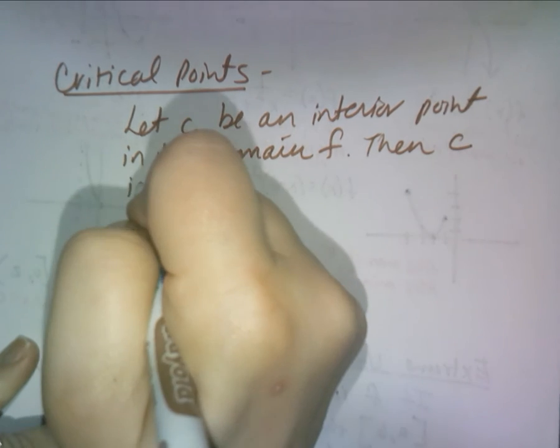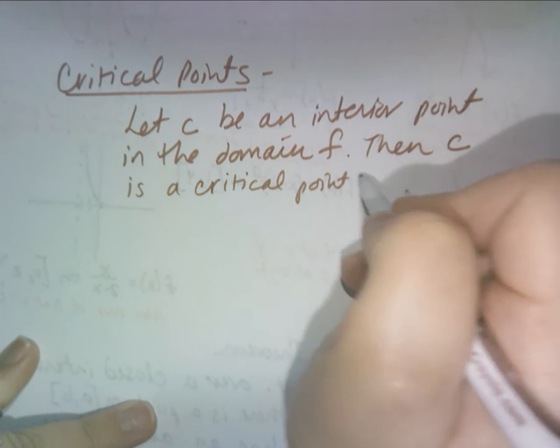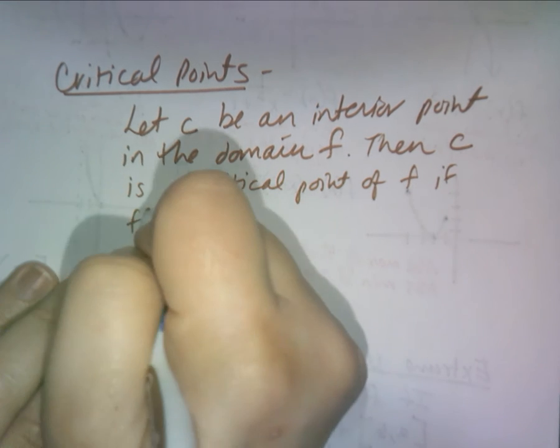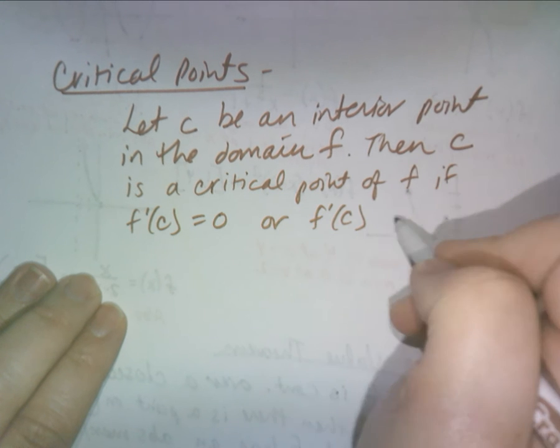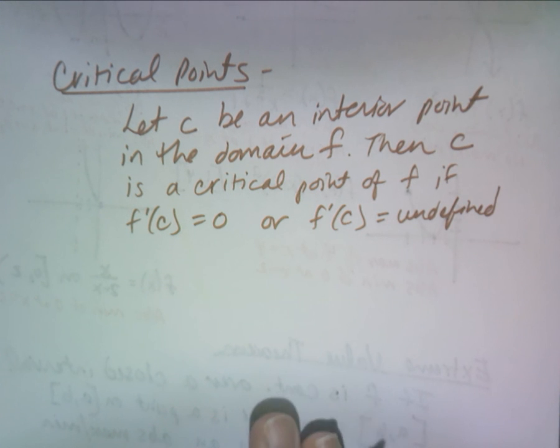Then c is a critical point of f if f prime of c equals 0 or f prime of c is undefined. So what we're going to be doing in the future is finding where we have maxes and mins. And in order to do maxes and mins, you need to find these points that are called critical points. Let me turn it over just real quick.